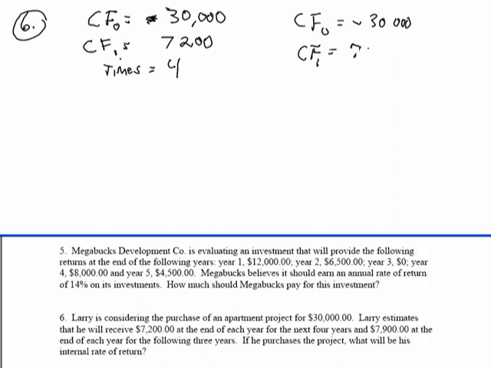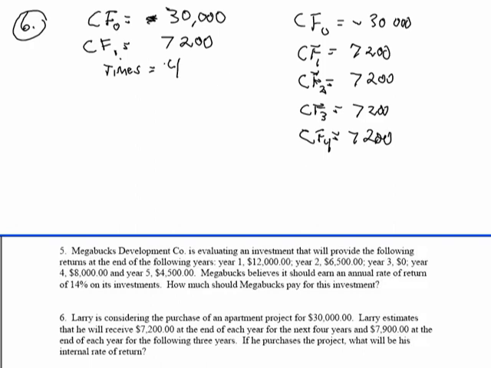So I could go cash flow number 1, 7,200. Cash flow number 2 is 7,200. Cash flow number 3 is 7,200. And cash flow number 4 is 7,200.